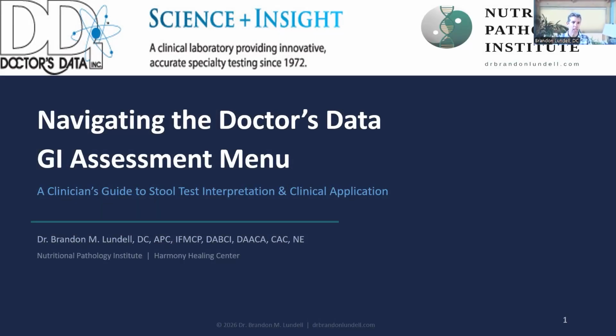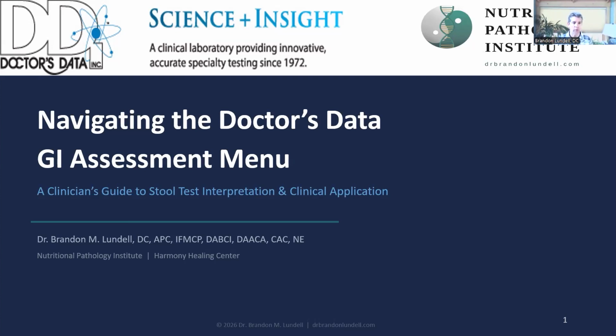This has been a lecture that I've wanted to give for Doctor's Data for a while now. As Lila said, I teach other doctors and I do a mentorship course where I get a lot of one-on-one time with doctors who need to integrate the knowledge. And one of the most common questions I get is what to do with stool tests.